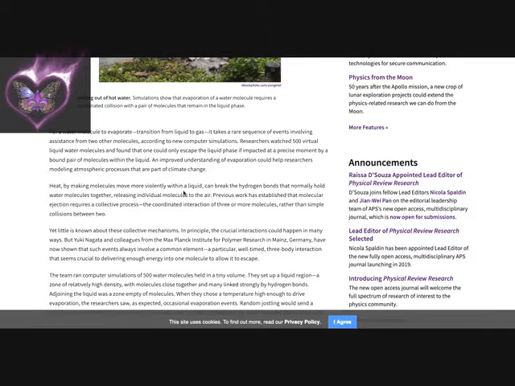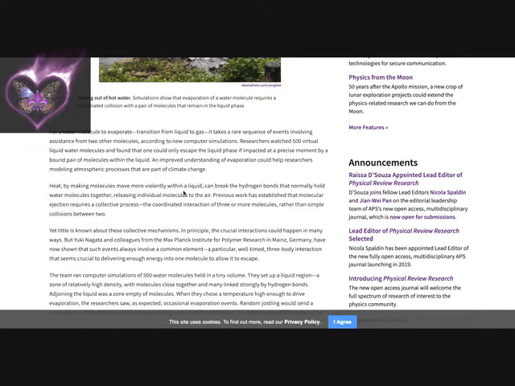The crucial interactions could happen in many ways. But Yuki Nagata and colleagues from the Max Planck Institute for Polymer Research in Mainz, Germany, have now shown that such events always involve a common element, a particularly well-timed three-body interaction that seems crucial to delivering enough energy into one molecule to allow it to escape.